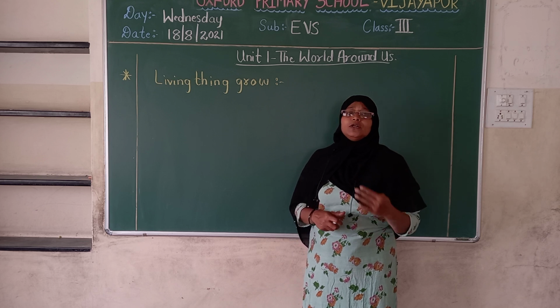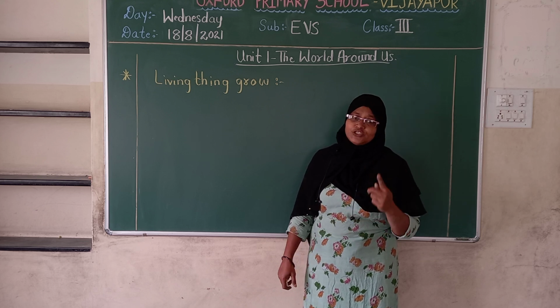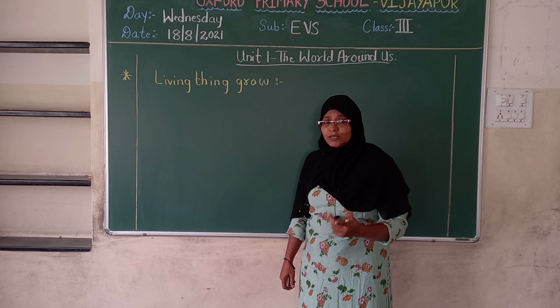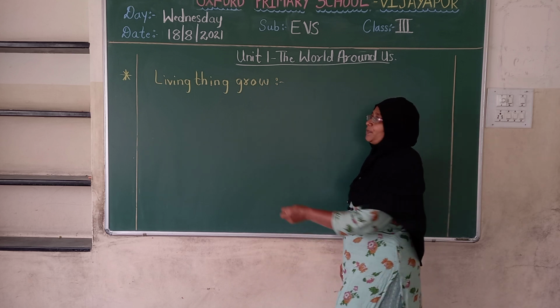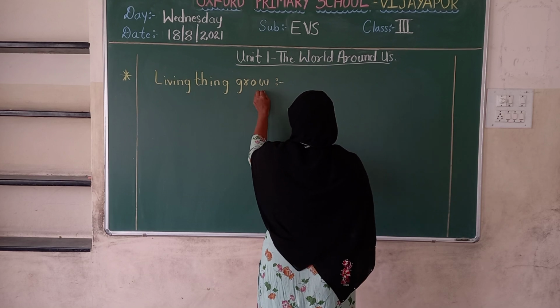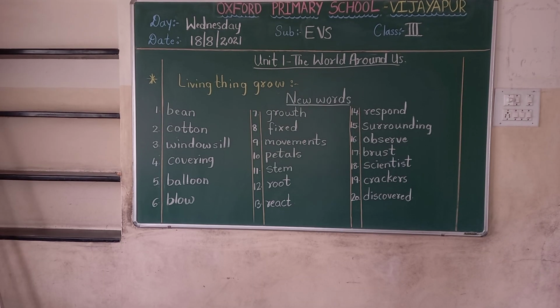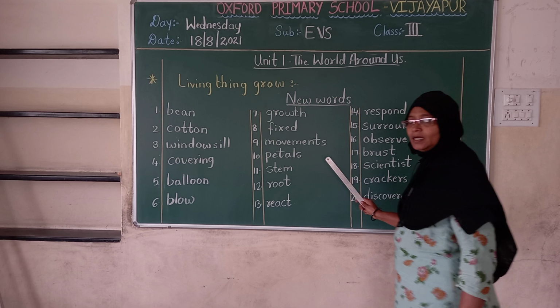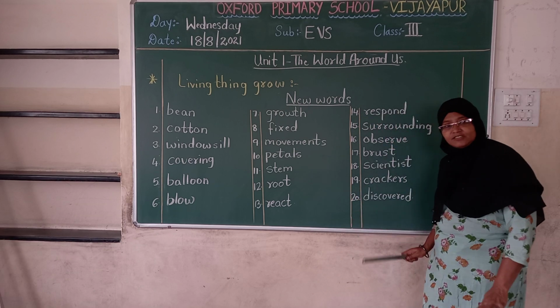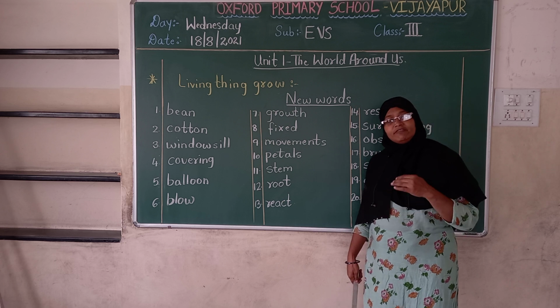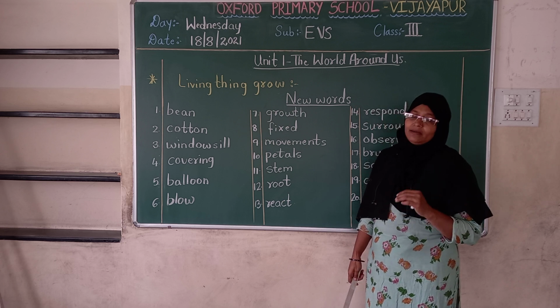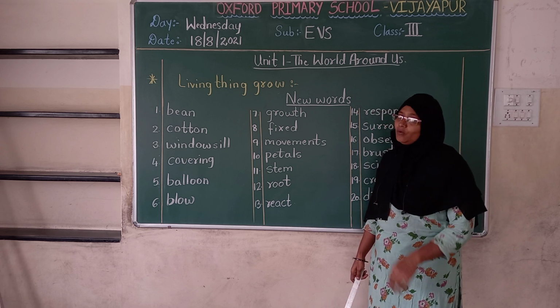Before we begin, we will do the reading. What will we do? As usual, we will write new words for you. So I will write new words on the board. Afterwards you copy. See children, I have written 20 words for you. Now keep your pencil down. Look at the board. We will read the words. Then you can pause the video and complete your words.